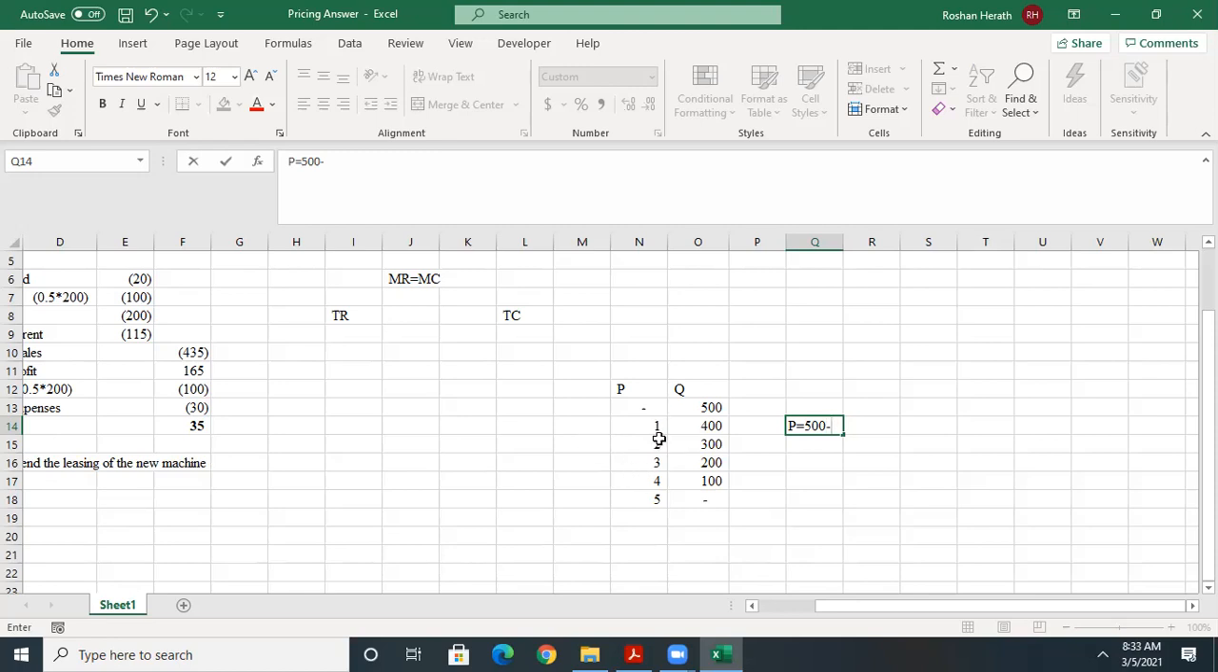There is a decreasing trend. When the price increases by one rupee, the demand changes by 100. So that is going to be the slope. So the slope is going to be 100 Q, 100. Sorry, yeah, it's 100.